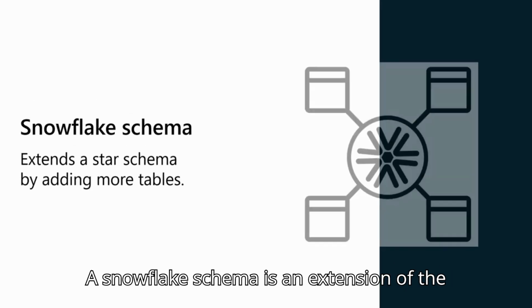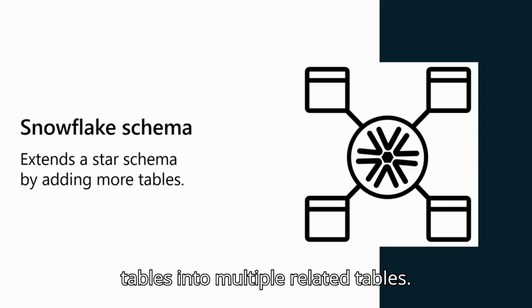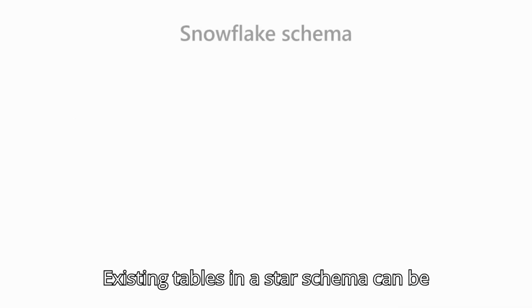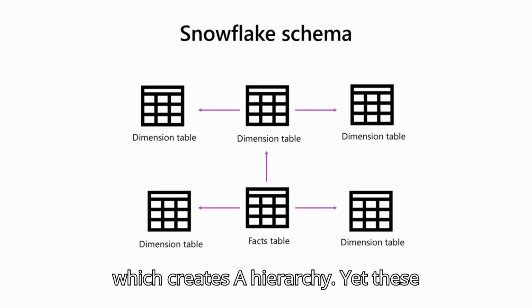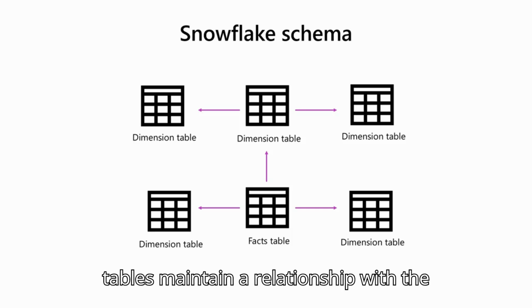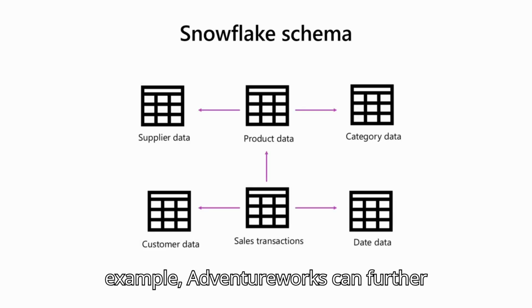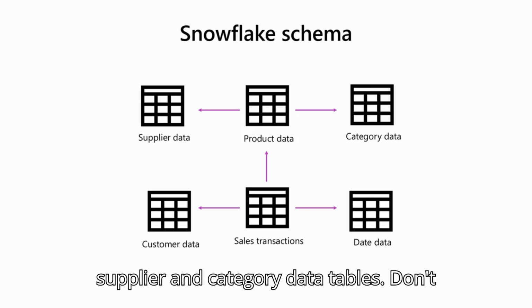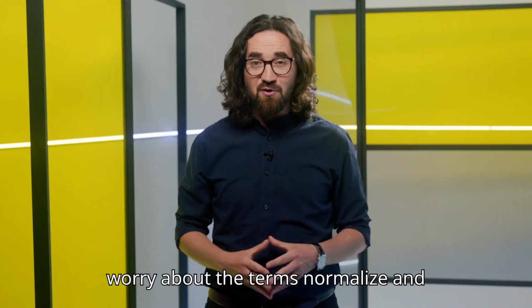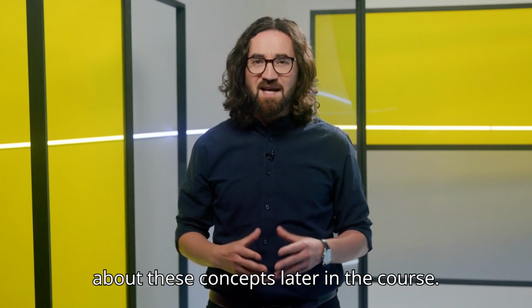Next is the third and final model, the snowflake schema. A snowflake schema is an extension of the star schema. It breaks down the dimension tables into multiple related tables. Existing tables in a star schema can be further denormalized into other tables, which creates a hierarchy. Yet these tables maintain a relationship with the dimension and central facts tables. For example, AdventureWorks can further normalize its product data into supplier and category data tables. Don't worry about the terms normalize and denormalize for now. You'll learn more about these concepts later in the course.